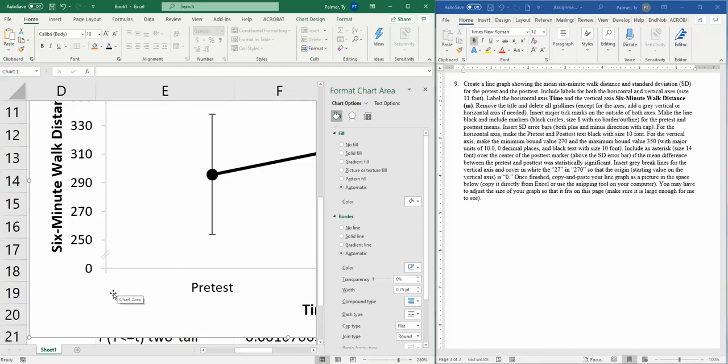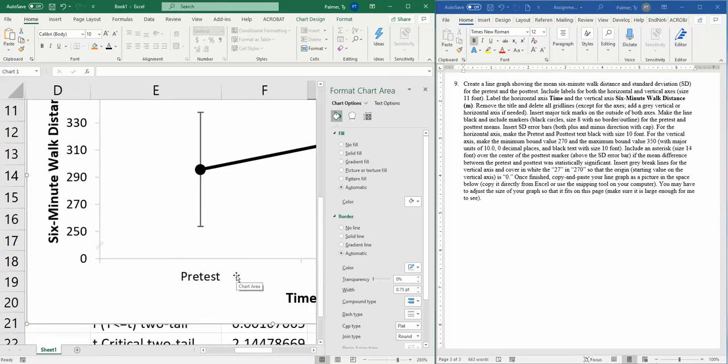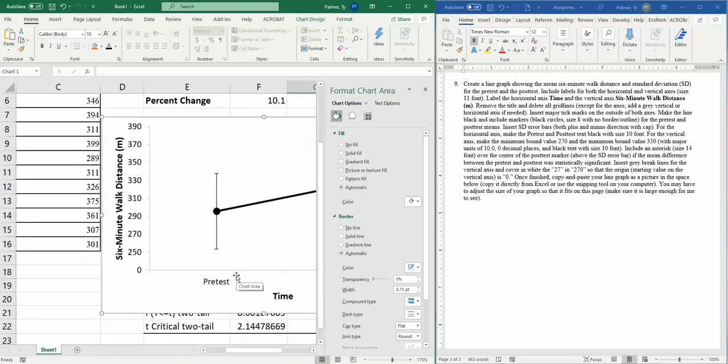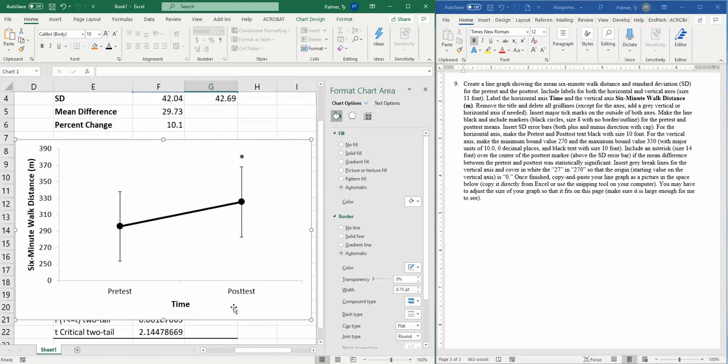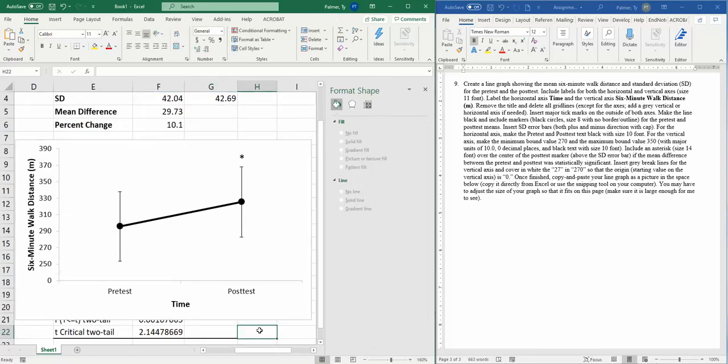Again, you're going to do the same thing for your graph. You're going to cover up the 2.7 and the 270 so that the 0, the starting point for your vertical axis, is 0. Okay, that looks good. I think that's it. I think we're done. So let's zoom out to where we can see the graph in its entirety. Okay, there we go. That looks really, really good. A good high quality graph there.